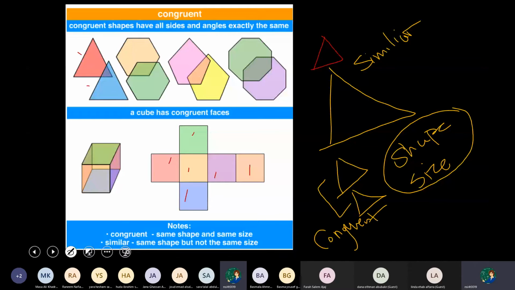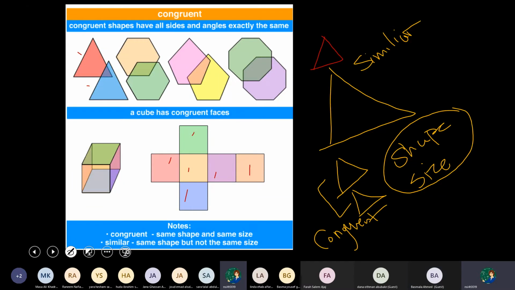But if it's only the same shape but not the same size, I will say that it is what? Similar. Is it clear? Yes, miss. Okay. So do you know what is the difference between congruent and similar? Congruent, they're all the same size, and the other one is not the same size, but the same shape. Right? Yes. And similar is only the same shape.